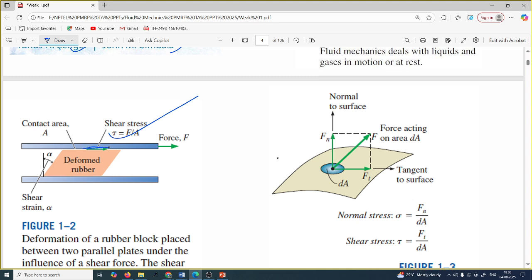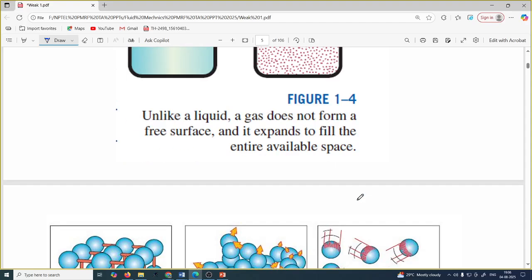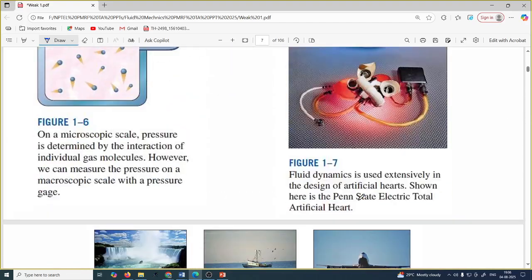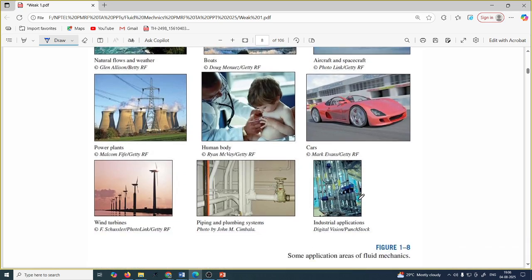As you can see here, it works tangentially. If your force is acting like that on the surface, you have one tangent component and one normal component. The tangent component is generally known as your shear stress. In fluid mechanics, shear stress is very important, as you know from Newton's law of viscosity. A lot of things I have covered here.